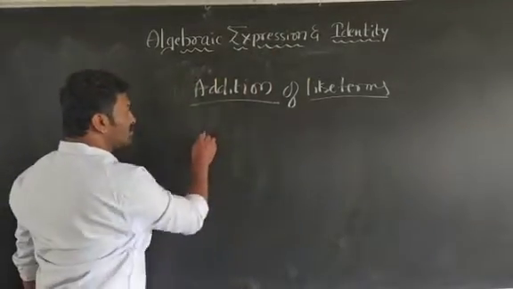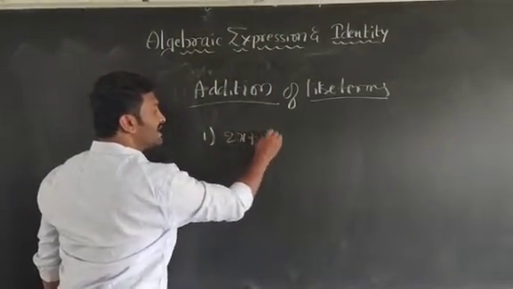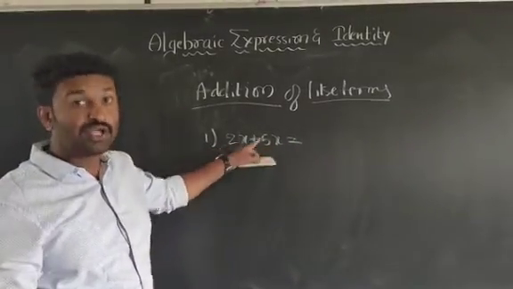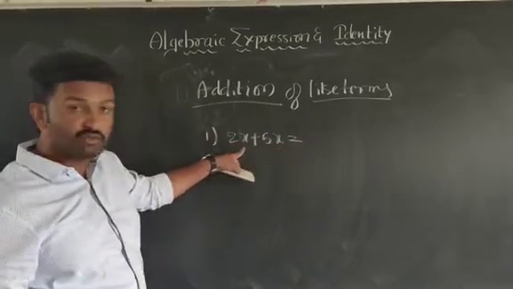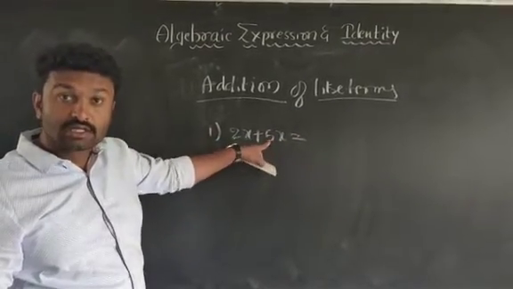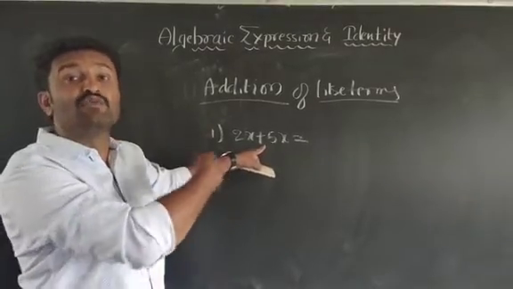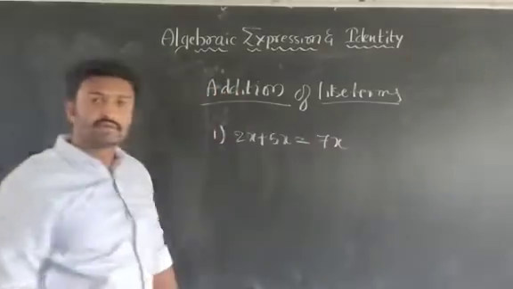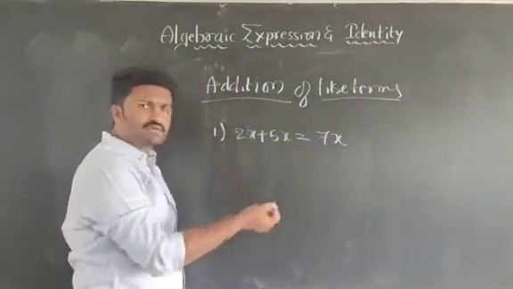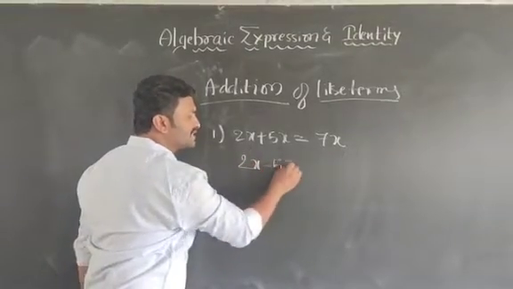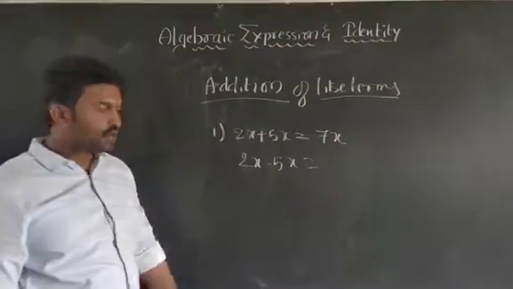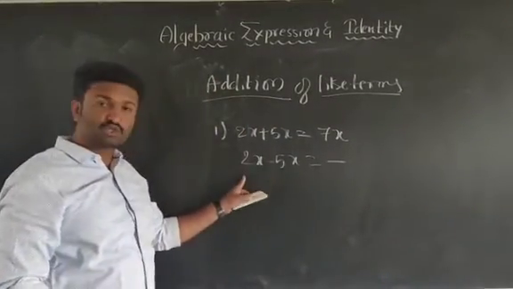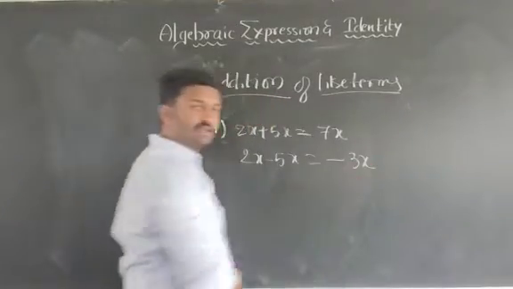For example, the first one: 2x plus 5x. Here 2x is one term and 5x is one more term. We can add. Why? Here is variable x and here is x. The terms have the same variables. Then only we can add: 2x plus 5x is 7x. Or we can subtract like terms also. 2x minus 5x equals how much? We have to keep the negative sign of the bigger number first and subtract. 5x minus 2x is minus 3x.